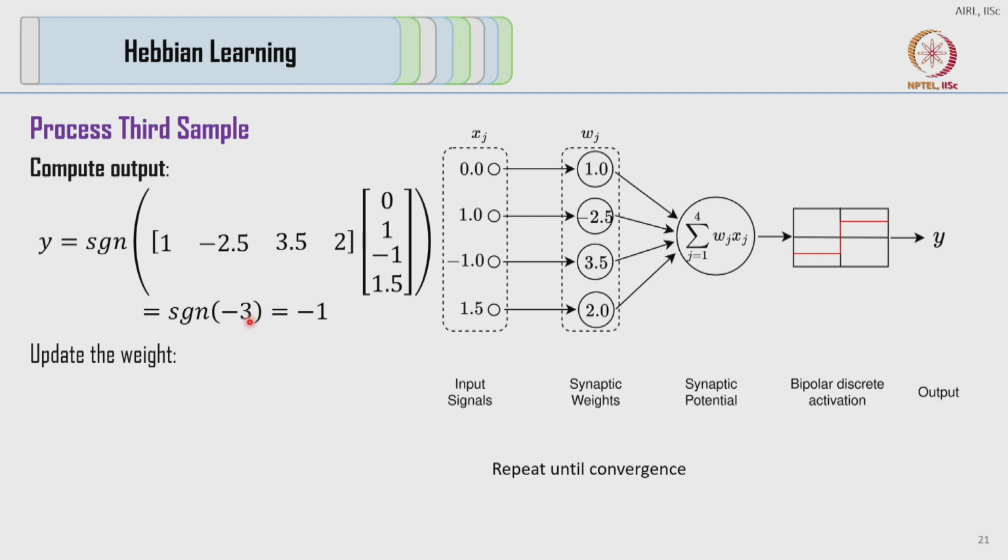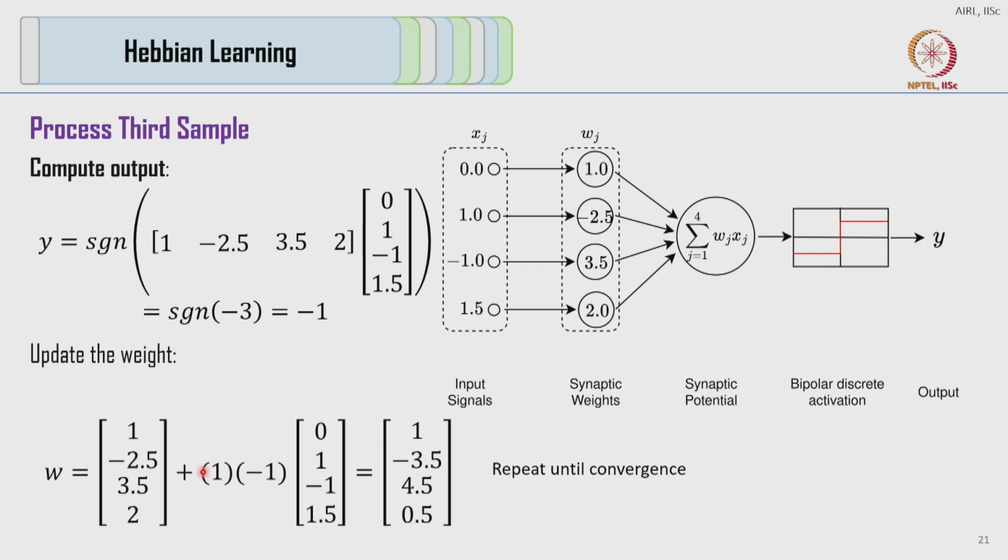My activation function is bipolar discrete activation. Because my activation potential is -3, which is less than 0, its output is -1. So, the weight update is going to be old weight plus learning rate, which is 1, times y, which is -1, into x, and that is your new weight. We keep on repeating this process until there is no change in synaptic weight, then we can call it done.